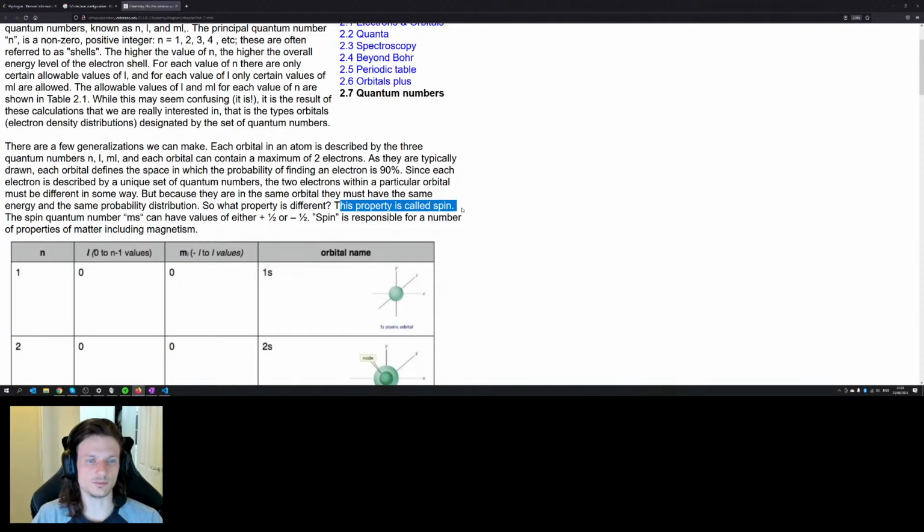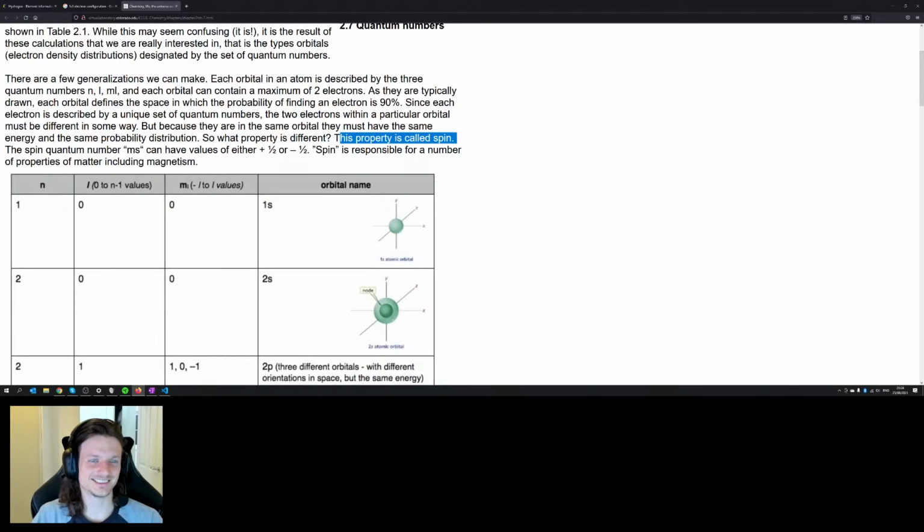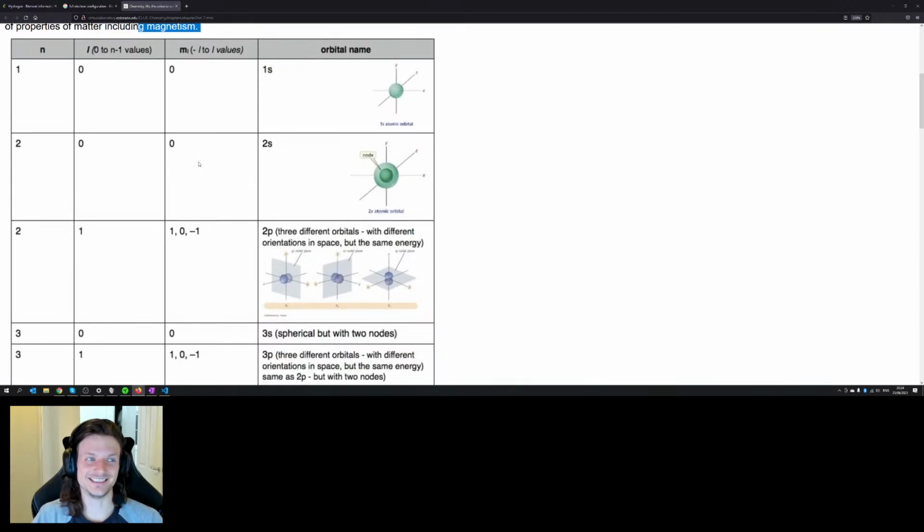This property is called spin. Okay, I've heard that one before. The spin quantum number, ms, can have values of either plus a half or minus a half. Spin is responsible for a number of properties of matter, including magnetism. Oh, this is really exciting.